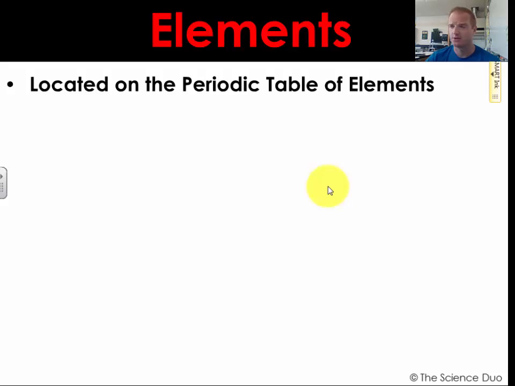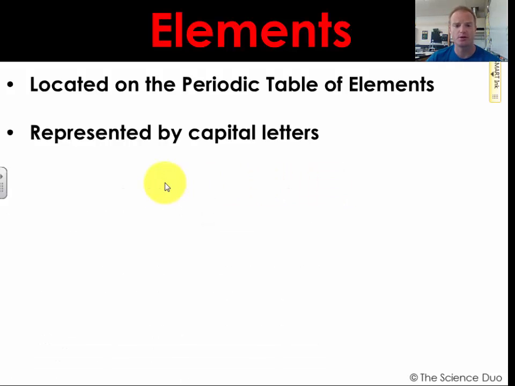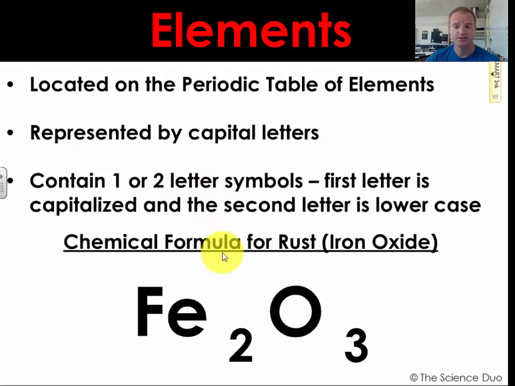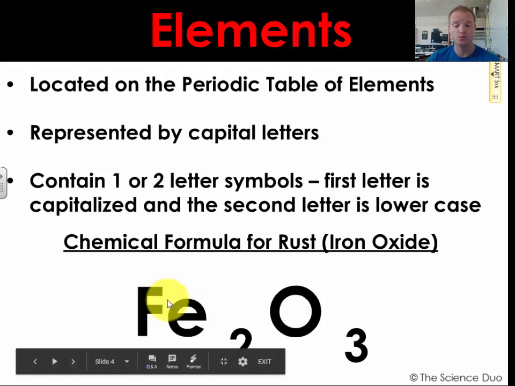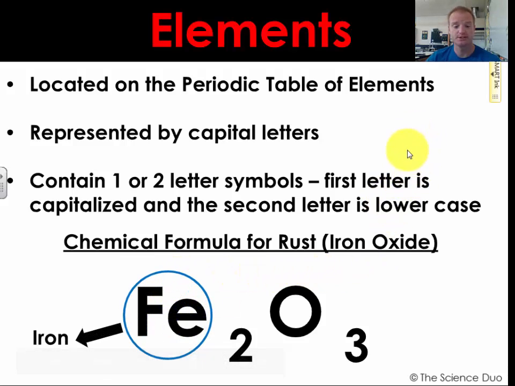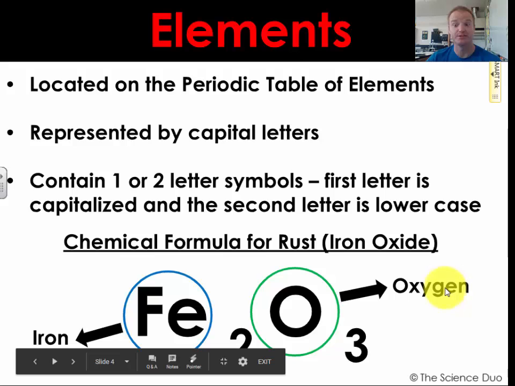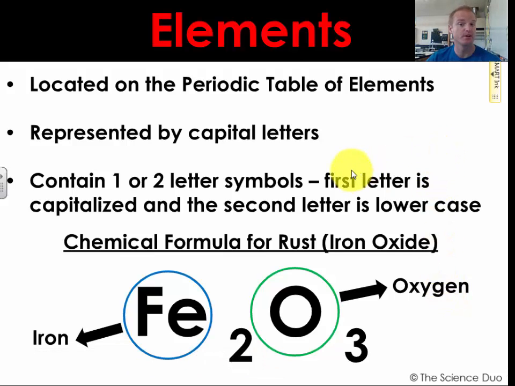With elements, remember our periodic table on my wall there. Each element is represented by a capital letter. That symbol could have one capital letter, maybe a lowercase letter for the second one. So here's rust, Fe2O3. We can see that iron is Fe, one element. Then oxygen is the second one, its own element as well. So there are two different types of atoms, two different elements, in rust, Fe2O3.